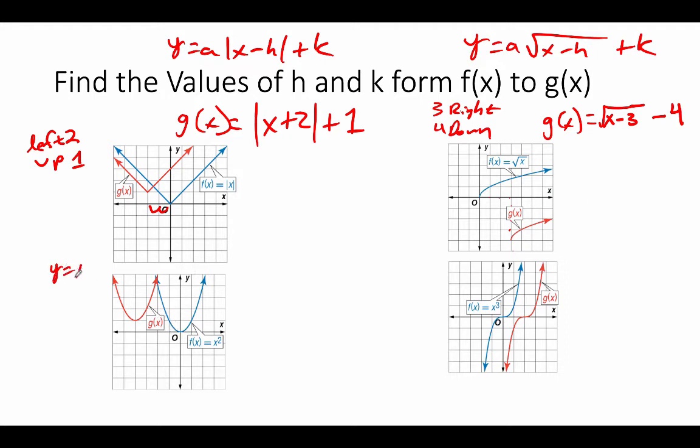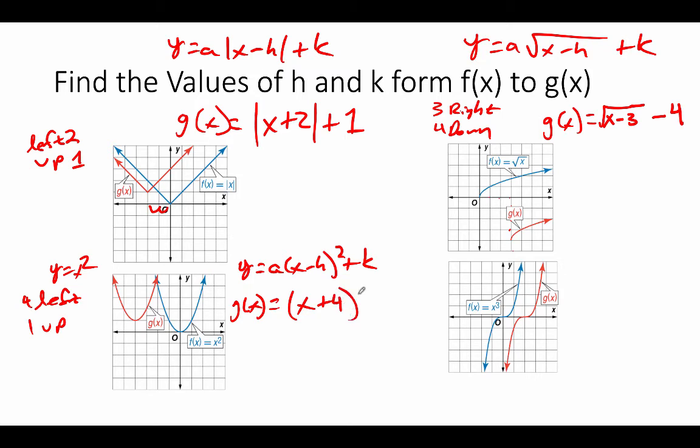Parent function here, y equals x squared. Go 1, 2, 3, 4 left, 1 up. 4 left, 1 up. Think about your parent function for y equals a times x minus h squared plus k. The value of h is negative 4. G of x here would be, and none of these have an a going on, so we'll take a look at that in a minute, x minus negative 4. The minus is part of the formula. Left means negative. Minus negative 4 is x plus 4 squared. Up 1 is plus 1.